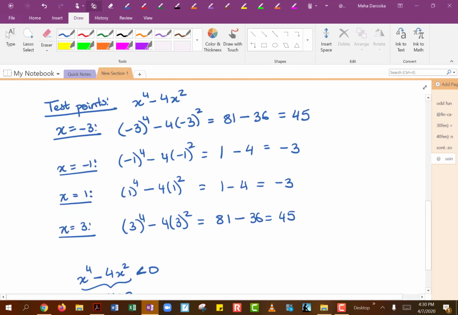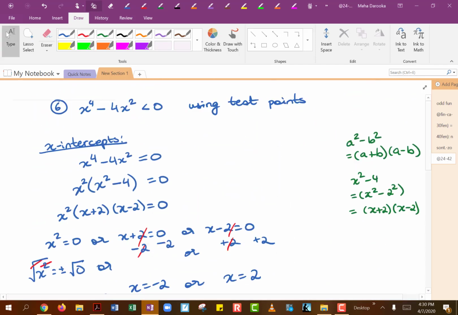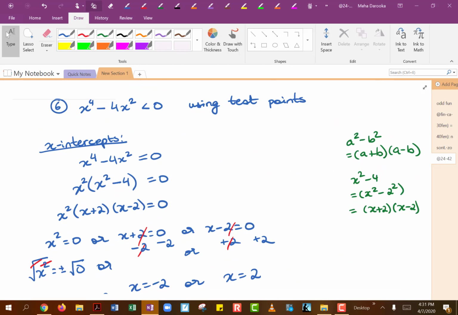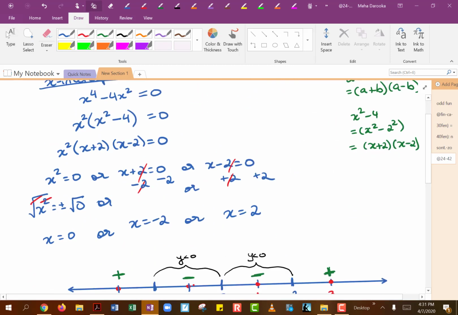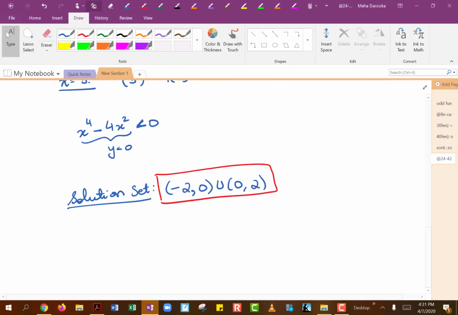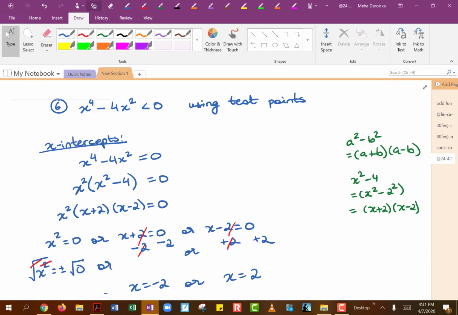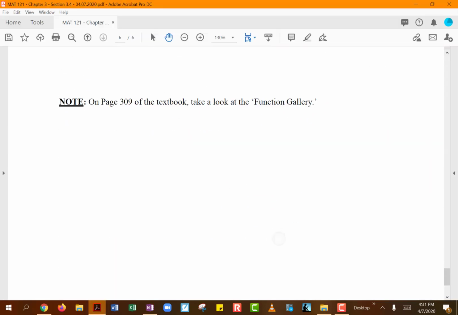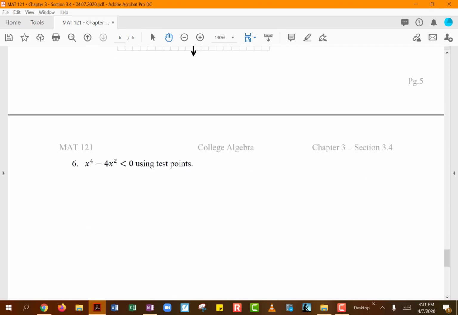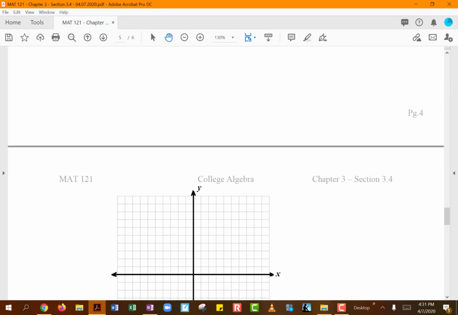So you can see the test point method definitely goes a lot faster than our graphing method. But again, I just wanted you to be able to see how to do these examples going both ways. Okay, so that was our example 6. So again, this is it for section 3.4.